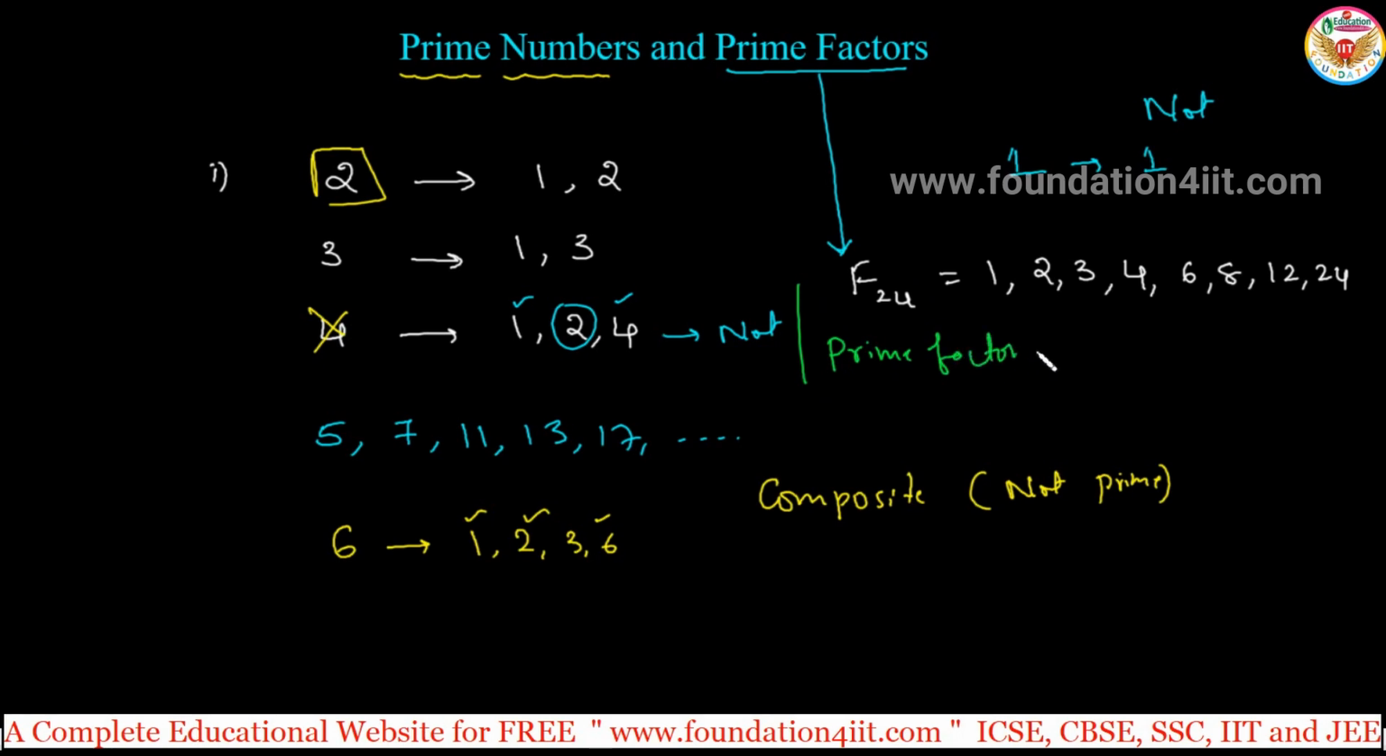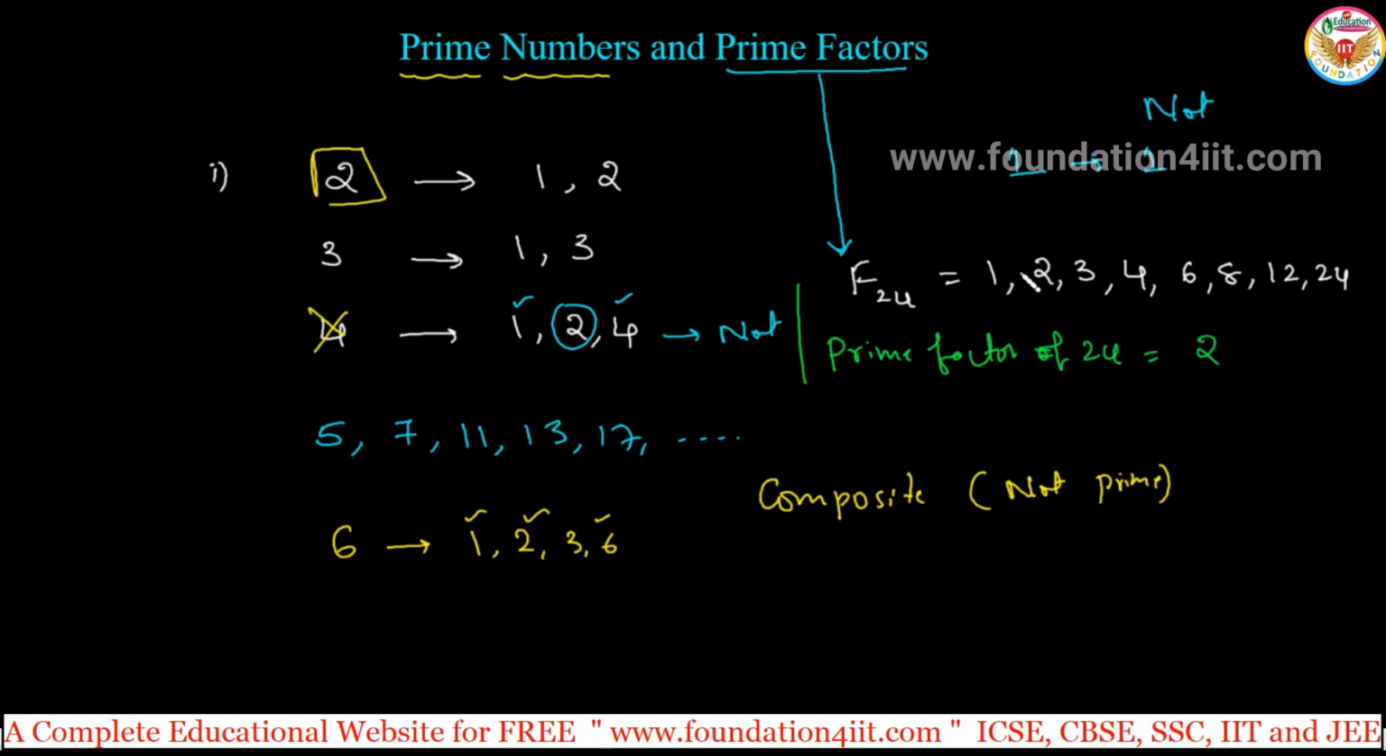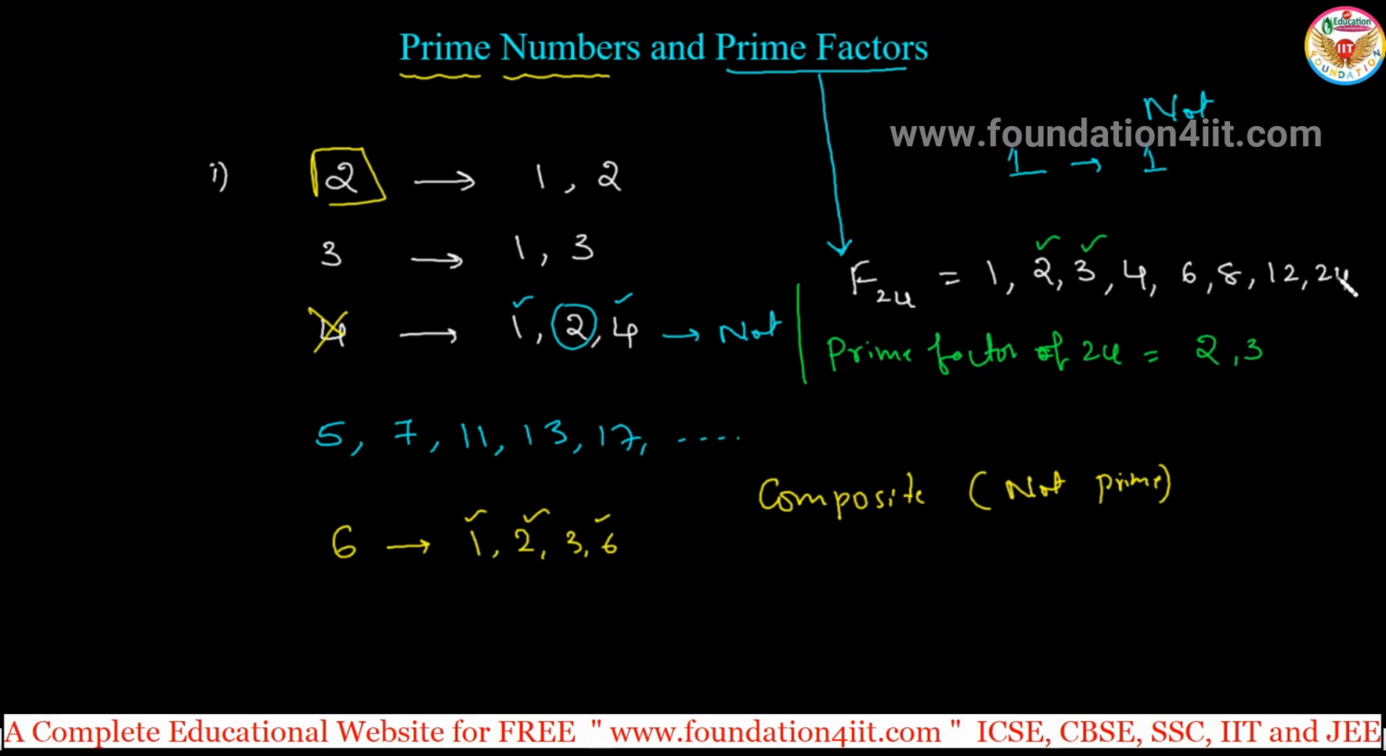Simple. From the factors, you can find out only the prime numbers. So prime factors of 24. That is 2, because 1 is neither prime nor composite. 2 is the prime number. Next, 3, 4, 6, 8, 12 and 24 are not prime. Only 2 and 3. So the prime factors of 24 are 2 and 3.